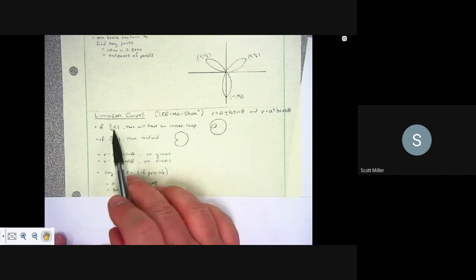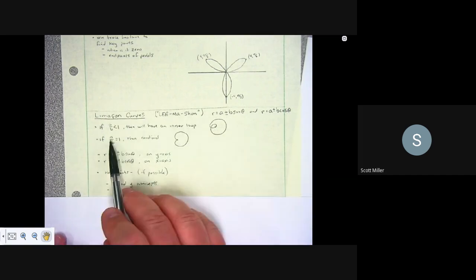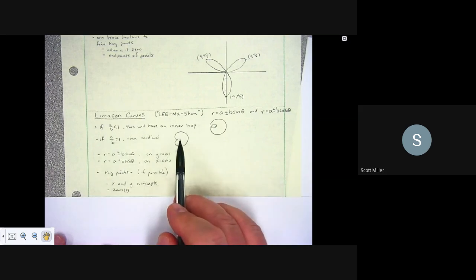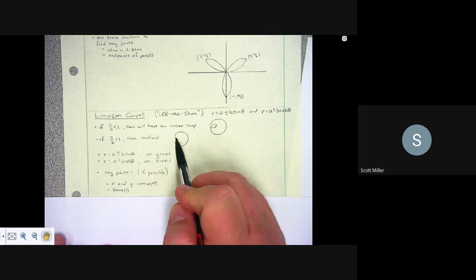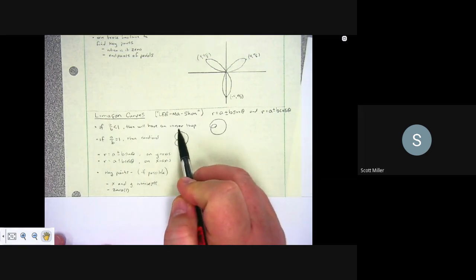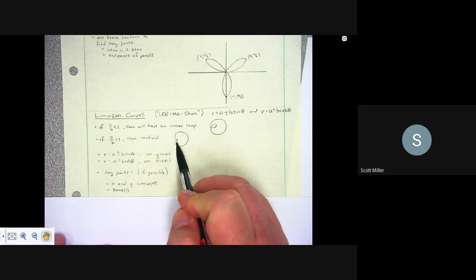If this A over B is less than 1, I'll have an inner loop. If it's equal to 1, I have this little pointy thing. And if it's bigger than 1, this part right here diminishes, so it's less pronounced. Okay? You'll see as you do your graphs.